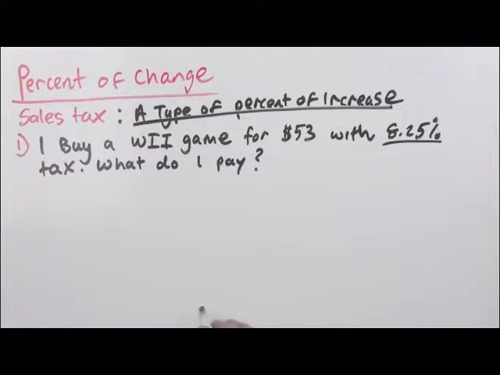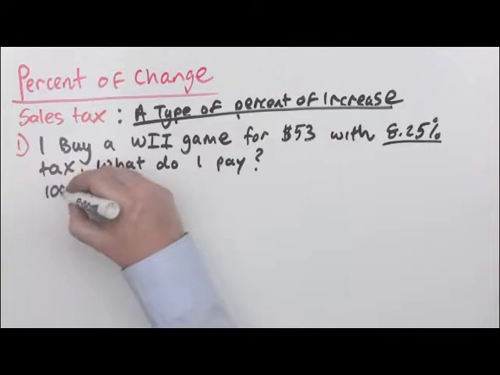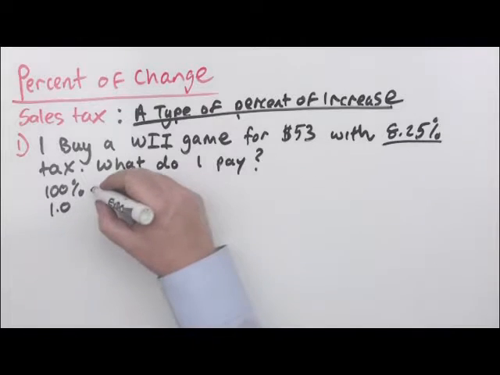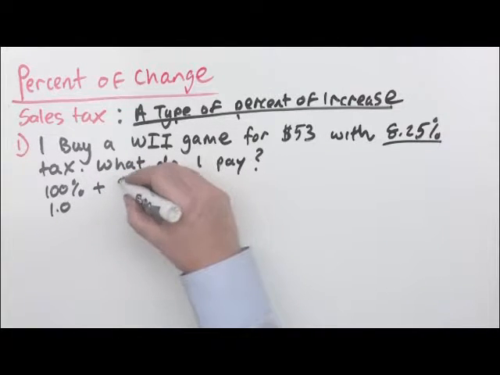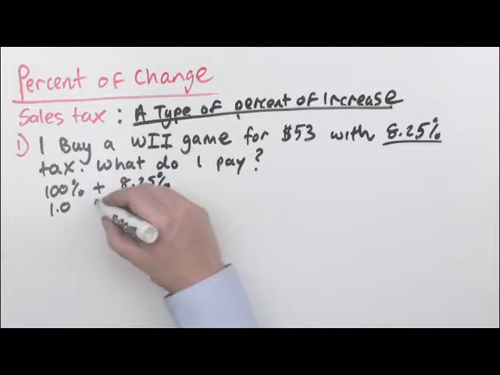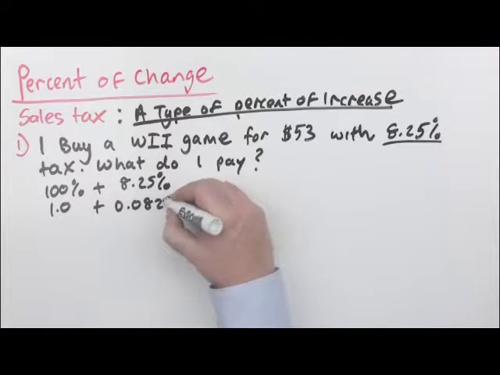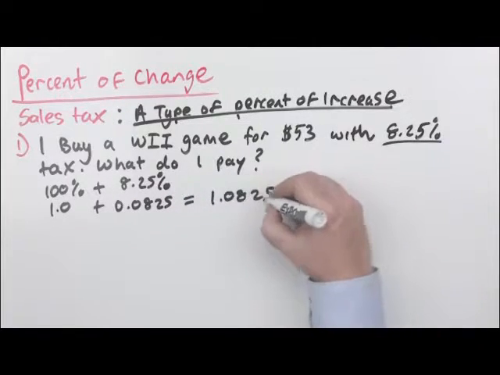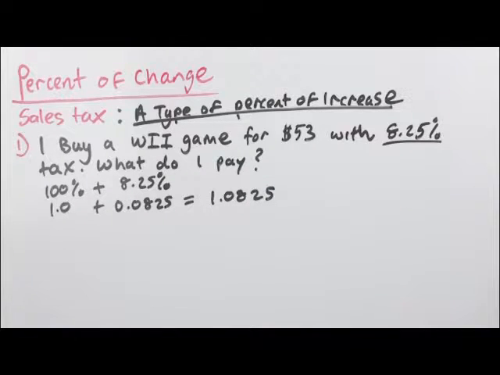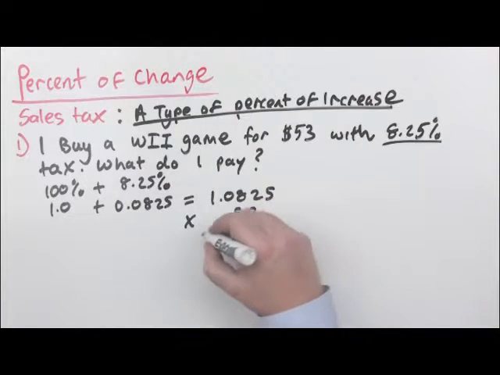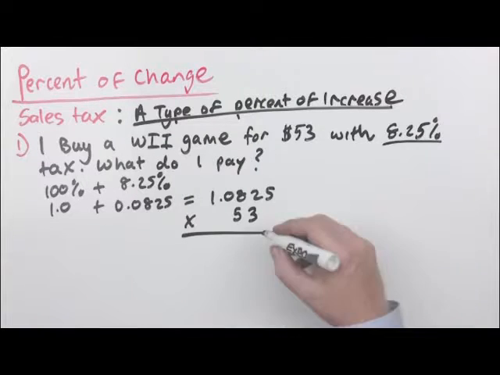What do I pay? So basically you got to think, it started at 100%, right? That was a cost. That's 1.0. And it went up, you added 8.25%, which is 0.0825. Add those together, and I get 1.0825. I multiply that by the cost of the game, and that's going to tell me the total cost after tax. So let's see, the cost of the game is $53, and I'm going to multiply it.